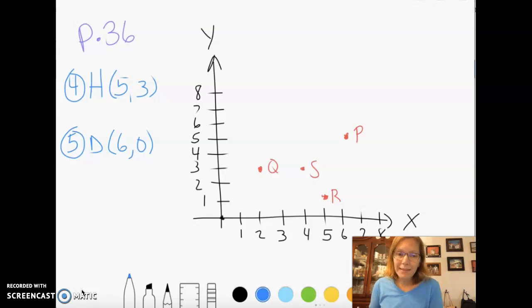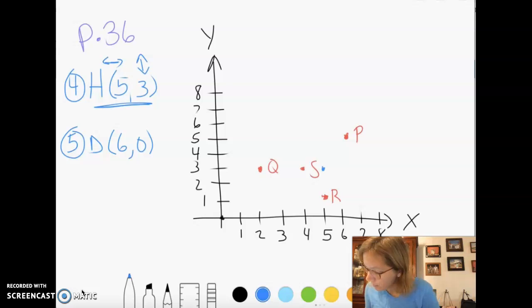Now remember, they give me the H so that I can write H next to that little dot and I don't have to write the whole ordered pair there. So that's why the letters are there. So my first point is 5, 3. Remember, the X tells me to go right or left, and the Y tells me to go up or down. So I'm going to go 5 to the right, and then I'm going to go up 3, which puts me right here, and I'm going to label that H.